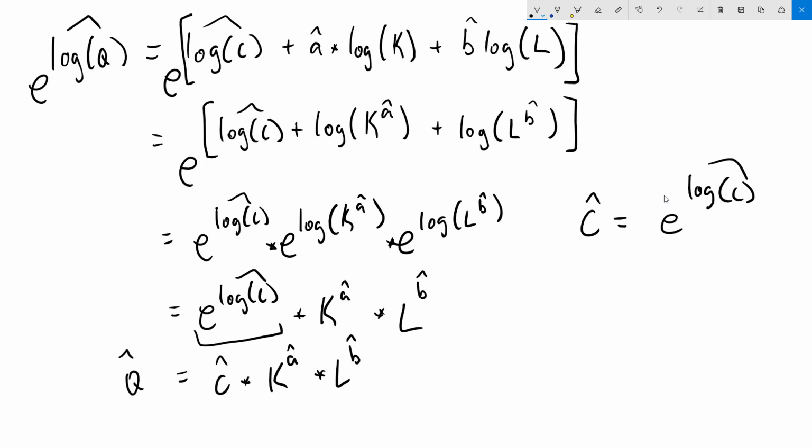This shows that we can take a nonlinear function like the Cobb-Douglas, use logs to slightly transform it just enough that we can run a regression to estimate the parameters.